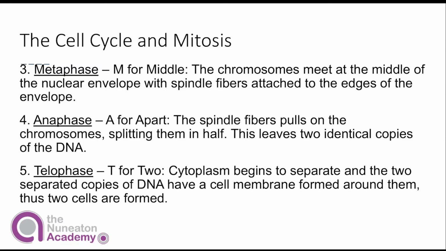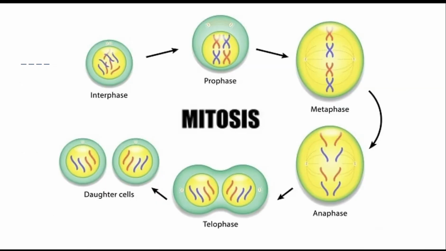Lastly, we have the telophase. During the telophase, a nuclear envelope reforms around our now 2 separate and identical chromosomes. The cytoplasm of the cells begins to separate and cell division is now complete. We recall telophase as T for 2 and T for telophase, as we now have 2 identical and separate cells. Please take a moment to look over this quick diagram that explains mitosis.